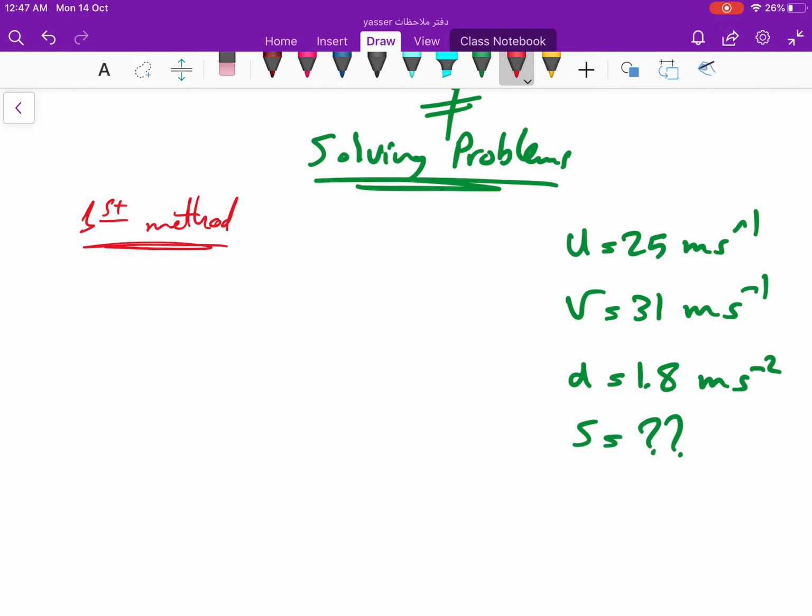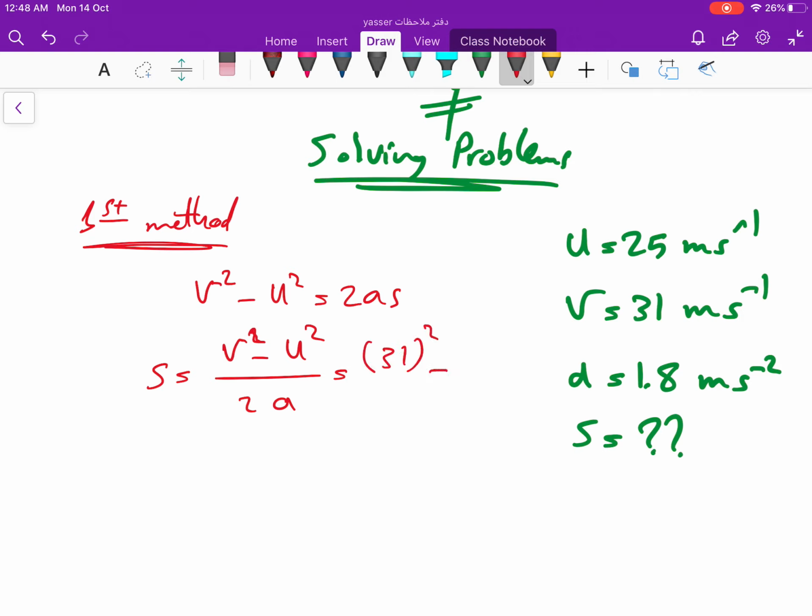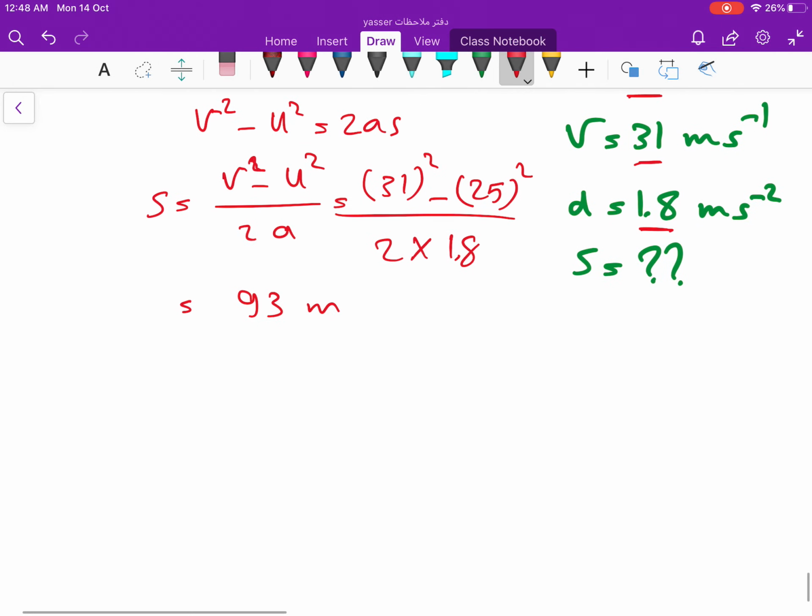We are going to use the third equation, v squared minus u squared equals 2as. So s is equal to v squared minus u squared divided by 2a. The final velocity is 31 squared minus the initial velocity 25 squared, divided by 2 times 1.8. The result is 93 meters. You have to write it in two significant figures, since the given data is in two significant figures, so the result should have the same number of significant figures.